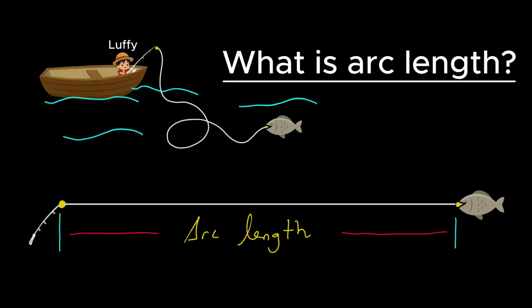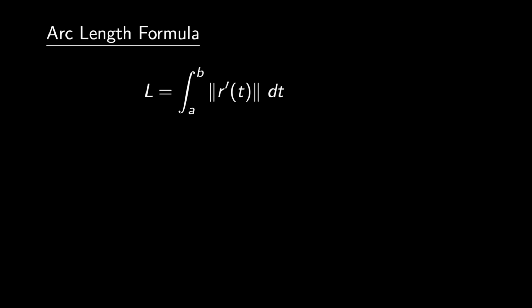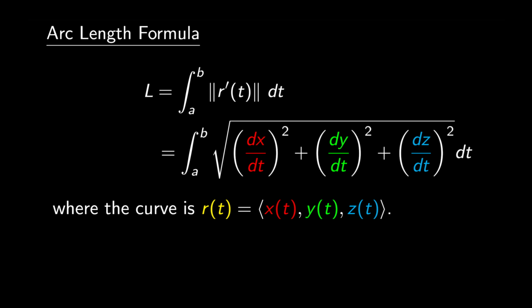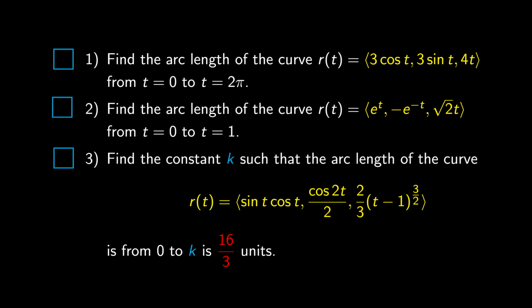And if your curve is given by the vector equation r of t, then we have the following formula. This is also equal to this one, a formula which is in terms of the derivatives of components of your r of t, where a and b are the parameters which describe the initial and terminal points of your curve. Let us use the formula to solve these problems step-by-step.